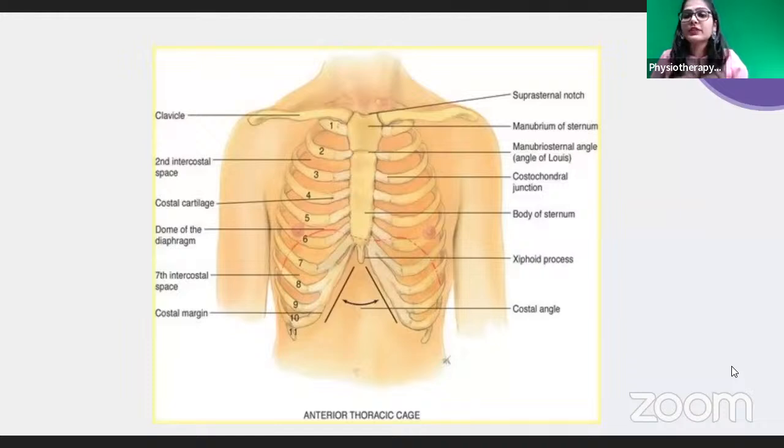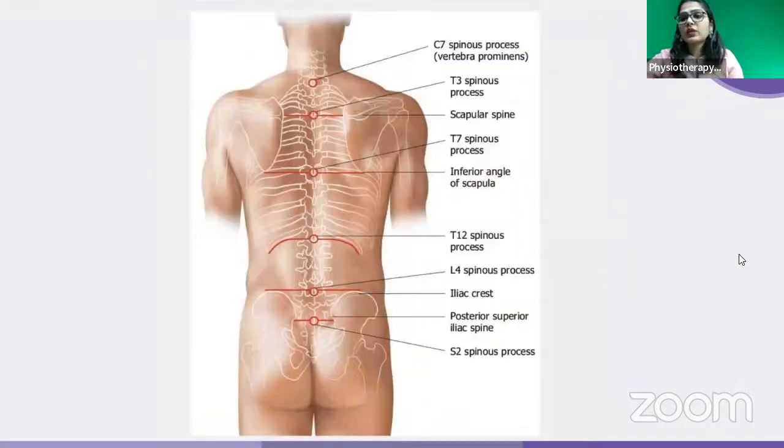This is the surface anatomy of your anterior chest and back. This is about the back, which I was talking about, T3, T7, T12, and the major bony landmarks which we have studied.